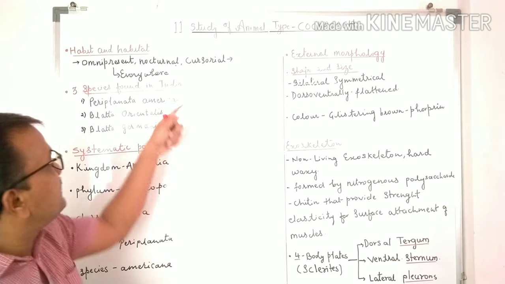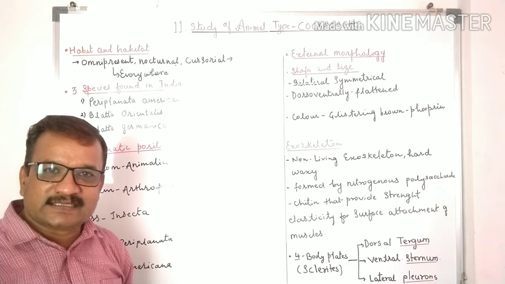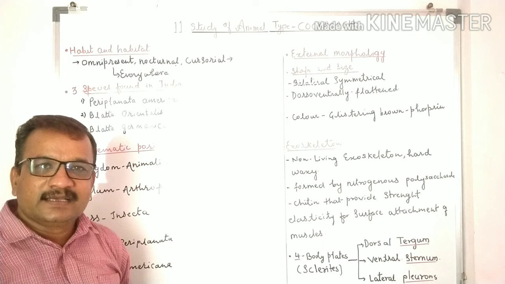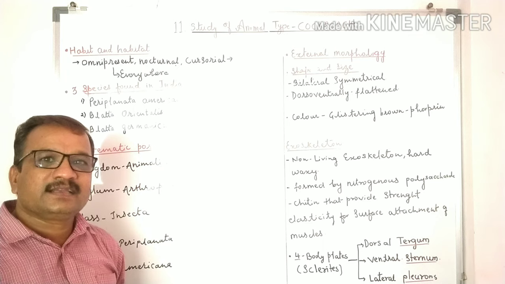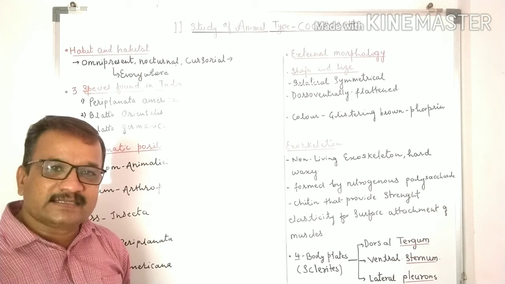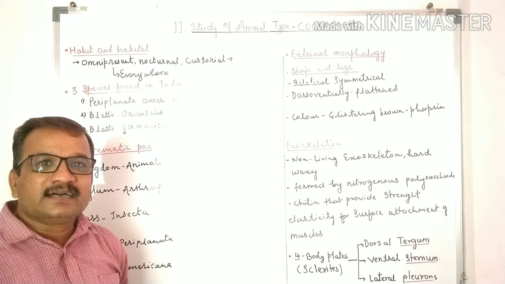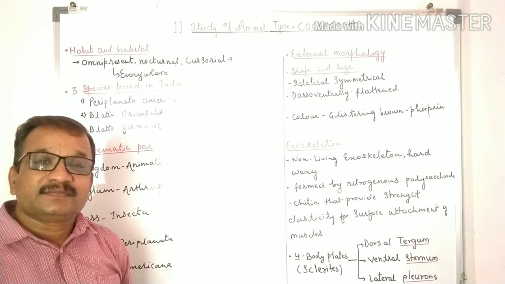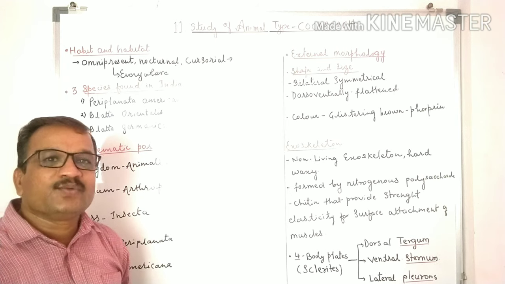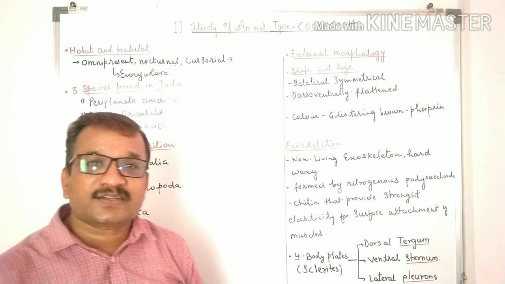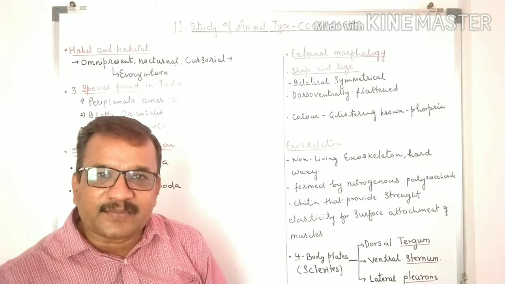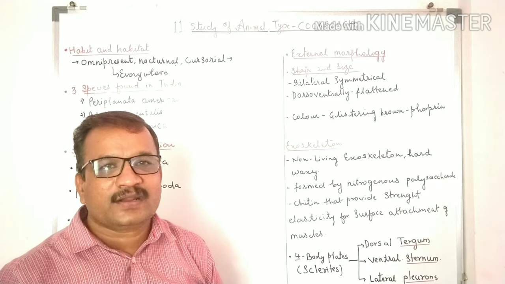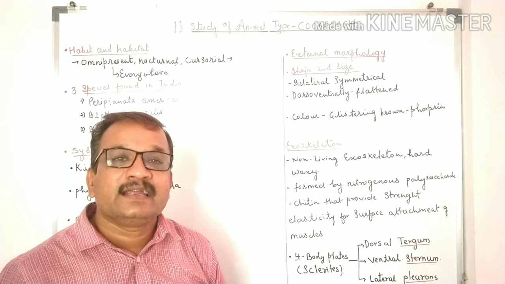Next point is that they are nocturnal animals. Nocturnal animal means what? Such insects or animals which come out at night in search of food are called nocturnal animals, or they are active during night times.